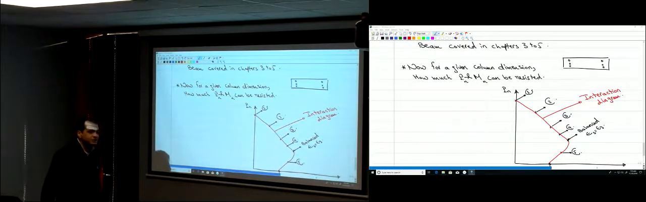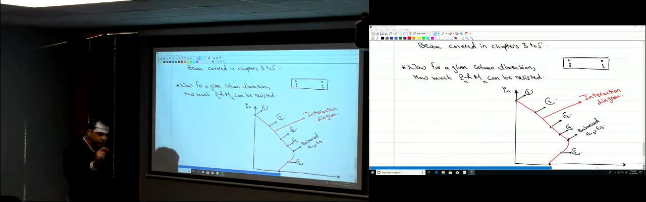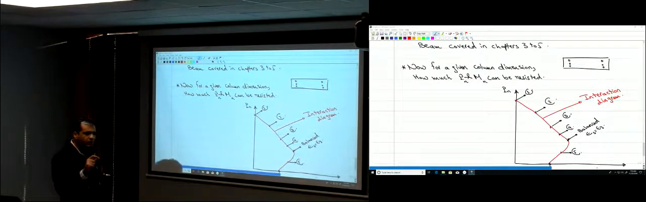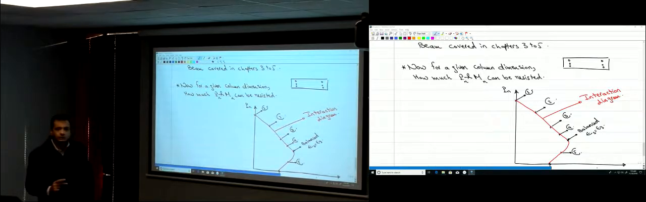The eccentricity is measured from the plastic centroid of the column. So what's the plastic centroid? It's the point where, when the axial force is applied, it will give uniform strain at failure. So now, today, we're going to try to hopefully solve two examples.